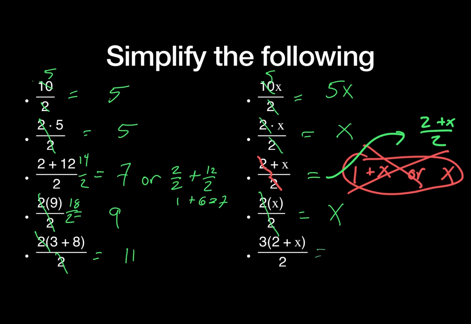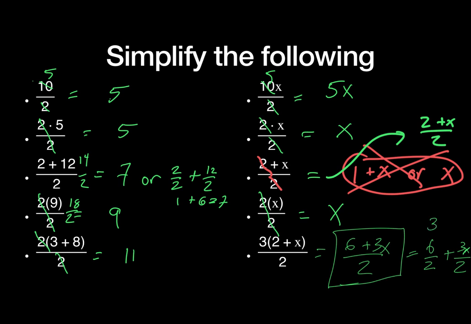So for this one, to simplify, I would do the distributive property, 6 plus 3x over 2, and that would be it. Now, you could, and it would not be wrong if you wanted to do this, you could say, well, it's 6 over 2 plus 3x over 2. That would be a correct statement. And then 6 over 2 is 3, and then that would be 3x over 2. You could do that as well.